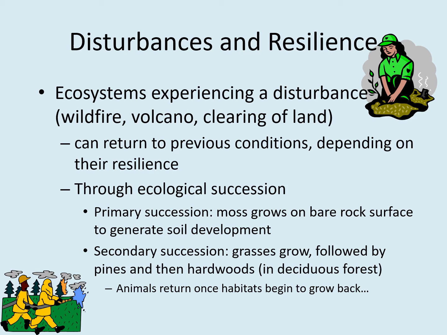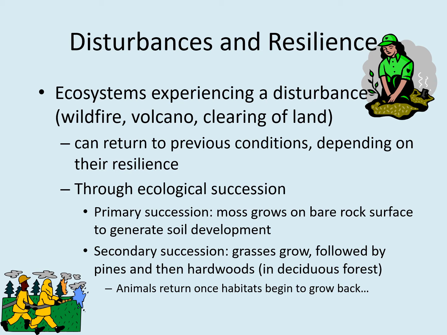As you may know, we have a lot of forest fires in Arizona and in much of the western United States, and these are classic examples of disturbances. When a disturbance takes place in an ecosystem, such as a wildfire or a volcanic eruption that can cover existing vegetation and soils with ash or lava, or even when humans clear-cut land, an ecosystem can come back to its previous condition, but only if it's not damaged too badly. So if it can return, then this is a resilient ecosystem.